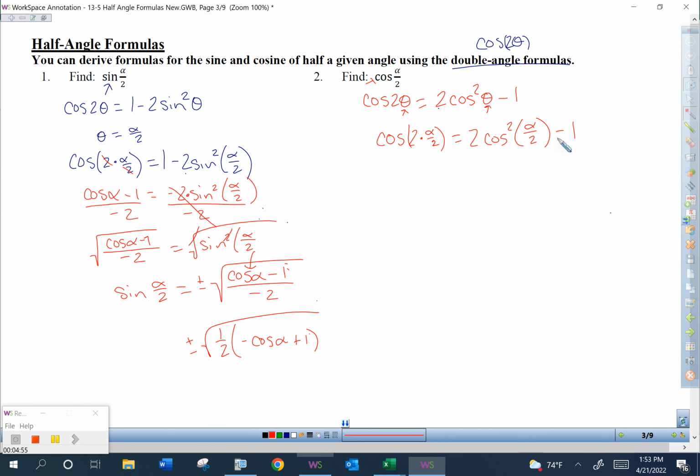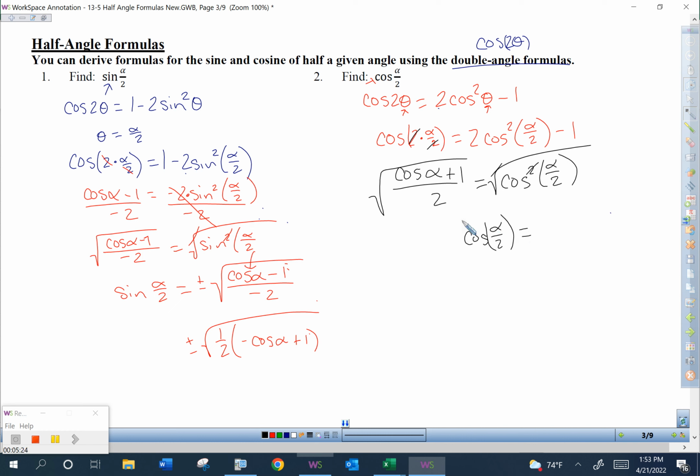And we're trying to get cosine by itself again. Okay, so our 2's cancel out just like last time. Cosine alpha, we're adding the 1 over this time, dividing by 2. But that's still cosine squared. So just like on the last one, we've got to take the square root on both sides. Over here, that cancels, leaving us just with cosine alpha over 2.